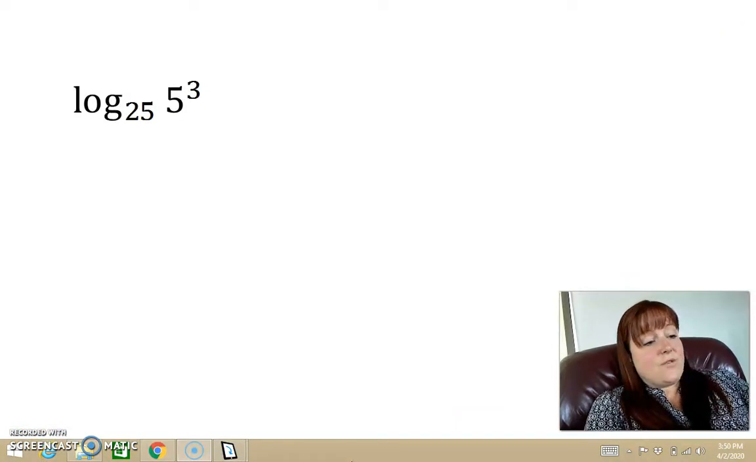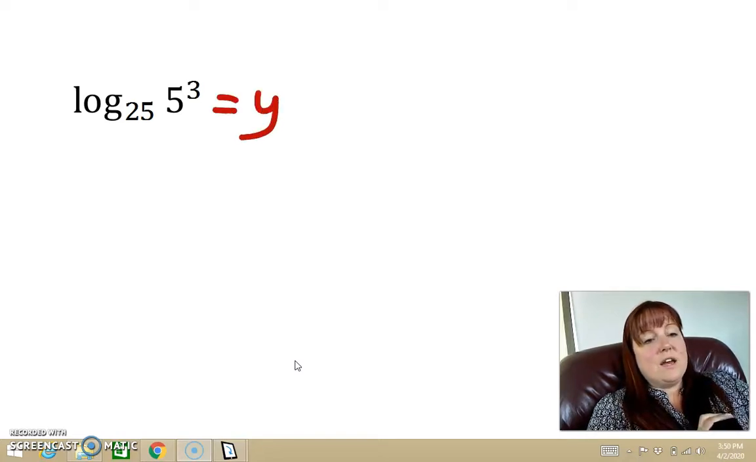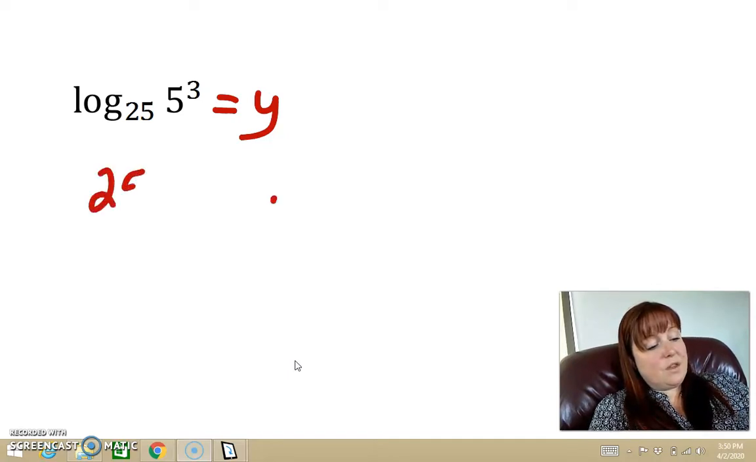So this one's in the same form, 25 to the 5/3. This should say 25 equals y. Okay, so there should be a y there. Log base 25 of 5/3. Okay, here we are. Let's switch it around. So we have a base of 25. We have an exponent of y, and we have an argument of 5/3.